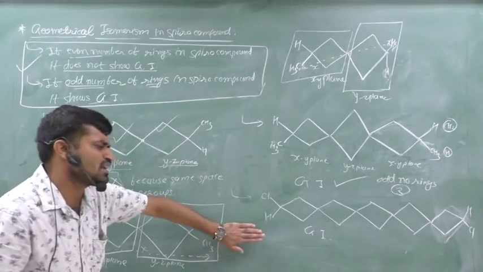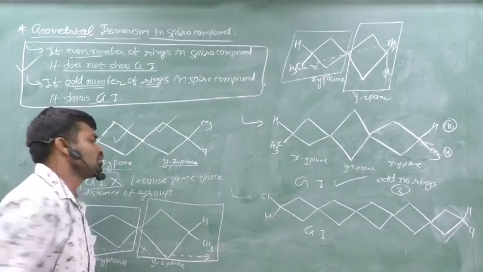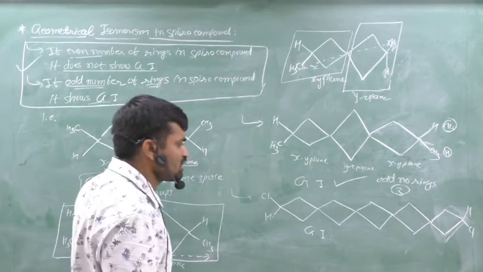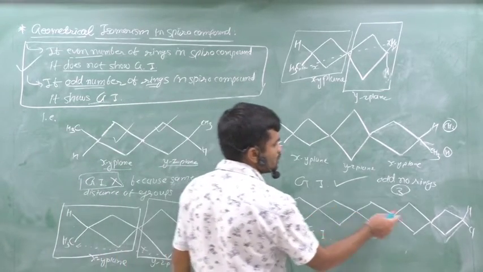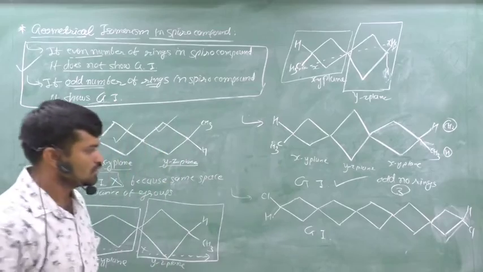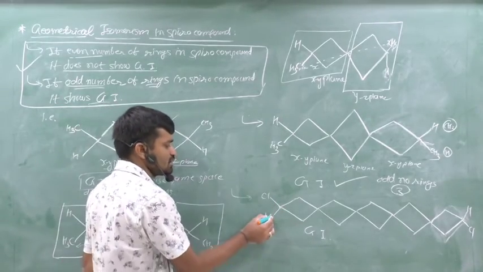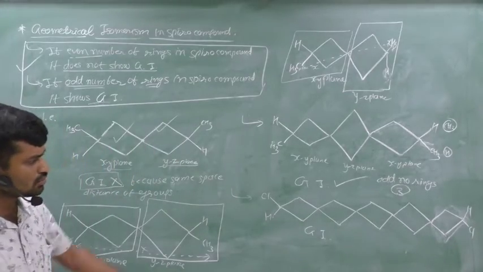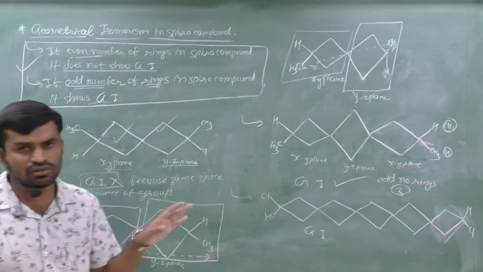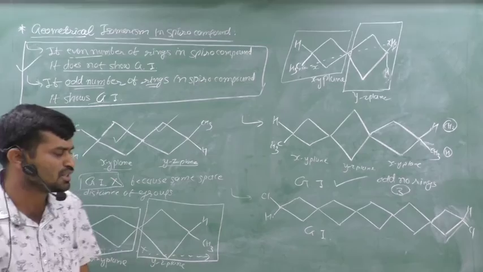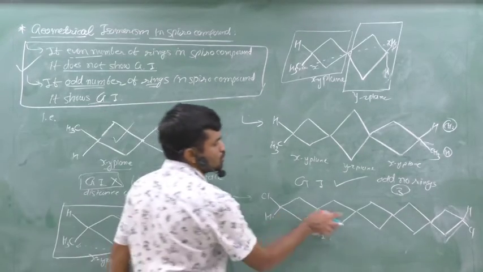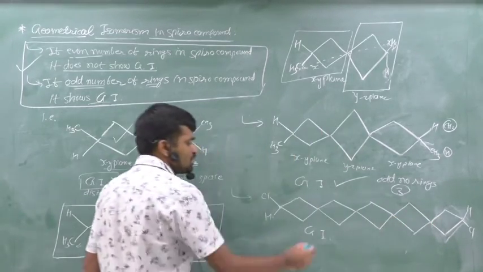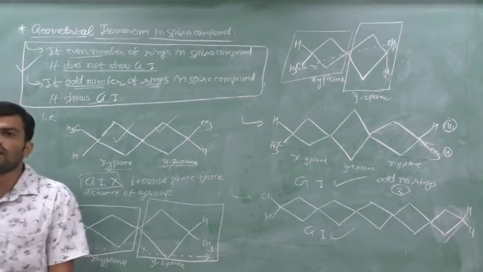Suppose a question is asked like that: if this Spiro compound shows the GI, we can calculate the rings: 1, 2, 3, 4, 5. Here there are two different valencies, H and Cl, and here also H and Cl. If H and H, or the same groups, are there, it does not show the GI. It is the first condition of GI. Clear? 1, 2, 3, 4, 5. It is an odd number, therefore it shows the GI.